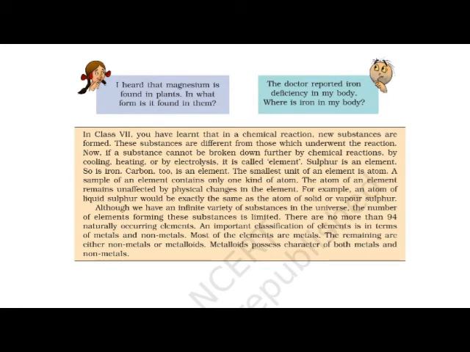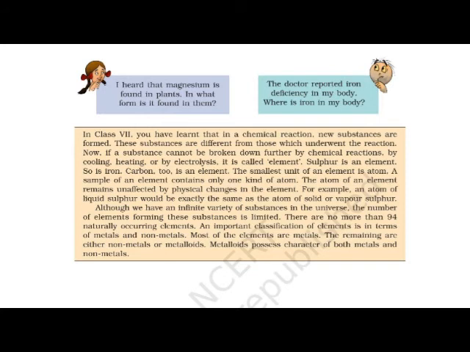The doctor reported iron deficiency in my body. Where is iron in my body? This question is asked by Bujo. The doctor told him that his body has a deficiency of iron. Then Bujo is confused whether his body contains iron. Our body does contain iron, and you can get the details from your parents or from the internet. Whenever we come to school, we'll talk about it too. Okay, our body contains iron, and you also try to find out what the role of iron is in our body, in our blood.